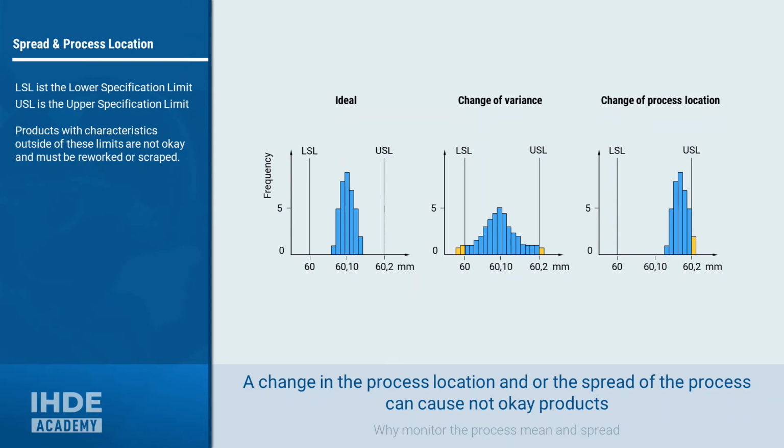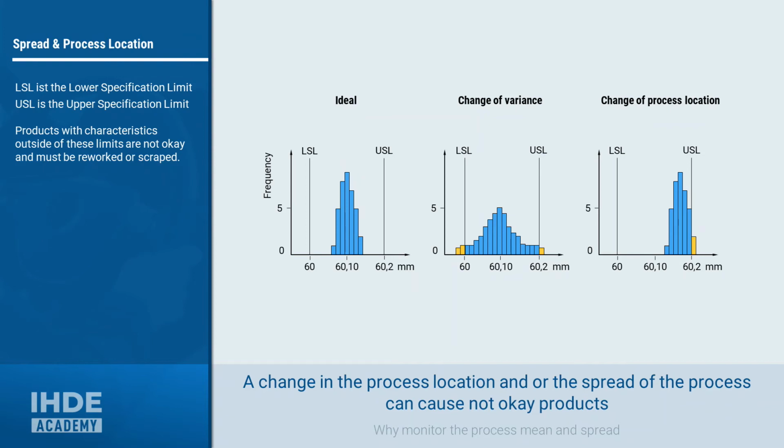LSL is the lower specification limit. This means the smallest still permissible size. And USL is the upper specification limit. This means the largest still permissible diameter. The first picture shows an optimal situation.